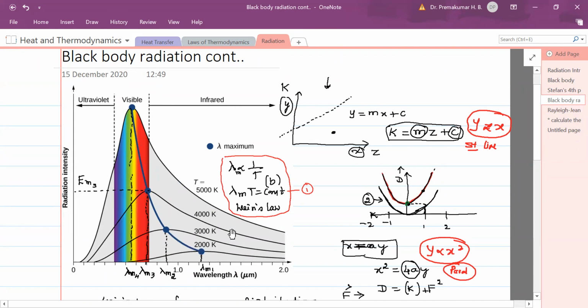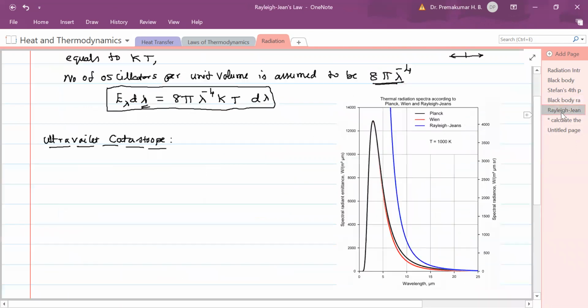Now, since the wavelength is increasing, obviously energy has to decrease. Ultraviolet energy is higher, visible is still lesser than ultraviolet, and infrared is even lesser than visible with respect to energy of the radiation. Okay, so this region is the visible region, whereas towards the left side of the visible is the ultraviolet, and this region is infrared. So this region of the radiation falls in ultraviolet. Now come to this graph.